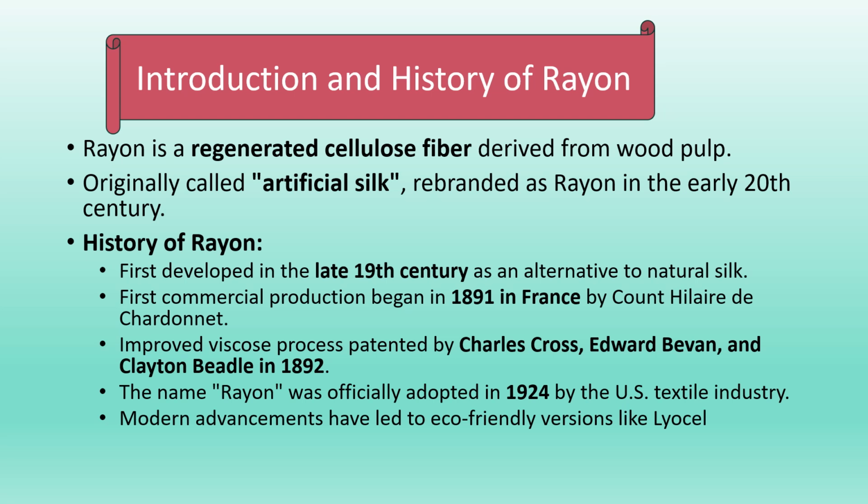Introduction and history of rayon. Rayon fiber, also known as viscose rayon, is a semi-synthetic fiber made from purified cellulose. Typically derived from wood pulp, it is a versatile and affordable fiber that combines the benefits of natural and synthetic fibers. Rayon is also known as regenerated cellulose fiber derived from wood pulp, originally called artificial silk, rebranded as rayon in the early 20th century.